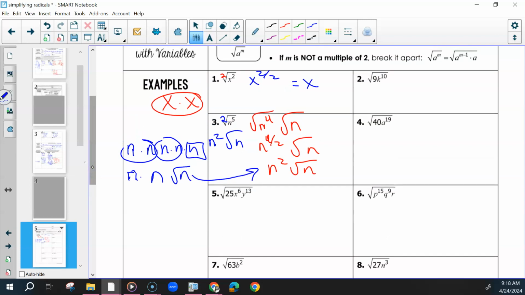So then in number four, you'll get a mixture of numbers and variables. You want to split that up first. So you have the square root of 40 and the square root of a to the 19. So you're working on two separate things separately. I'm just going to use perfect squares instead of breaking it down. If you want to use breaking it down or any of these other methods, go for that. Find the highest perfect square that we can divide by 40. So perfect square, not perfect cube. Divide that by 40. So think about your perfect squares and the highest one that we can divide 40 by.